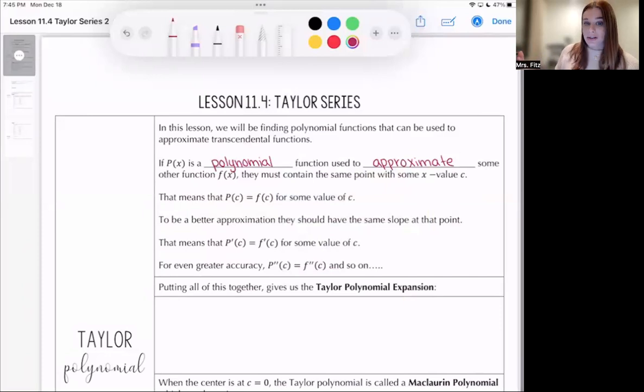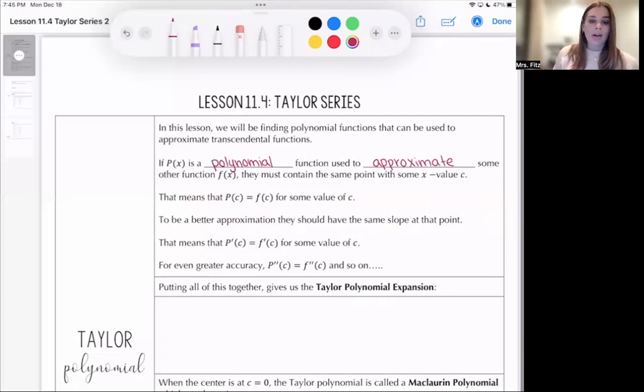To be a better approximation, it would be even better if at that point they had the same slope. So that would mean that the derivative p prime of c would equal f prime of c at that x value c. For even greater accuracy, you'd want the second derivative to match, right? So p double prime of c would equal f double prime of c. So you can kind of see how we're taking this new function and wrapping it around the original function to try to get it as close as we can.